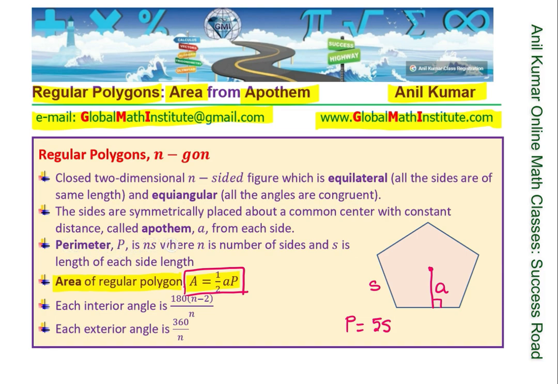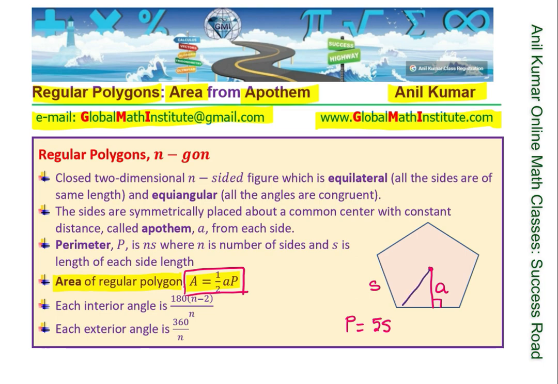Perimeter, you know, is the sum of all the sides. If n is the number of sides and s is the length, then the perimeter is the product of n and s. If you know the perimeter and apothem, then the area is half of a times P. Now that seems to be common sense, right?